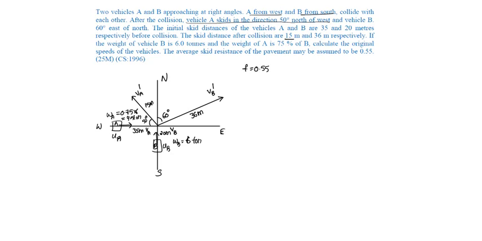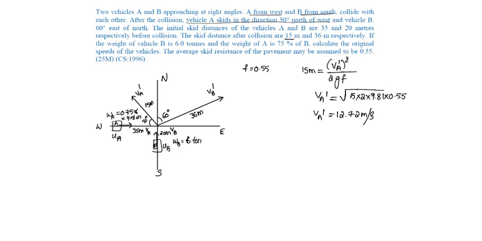After hitting, A skid a distance of 15 meters, which is VA dash whole square by 2gF. On substituting everything, we get VA dash to be root of 15 into 2 into 9.81 into 0.55. So VA dash is 12.72 meter per second. Similarly, B skid for a distance of 36 meters after hitting. So its final velocity after skidding, into 9.81 into 0.55, we get its final velocity to be 19.71 meter per second.